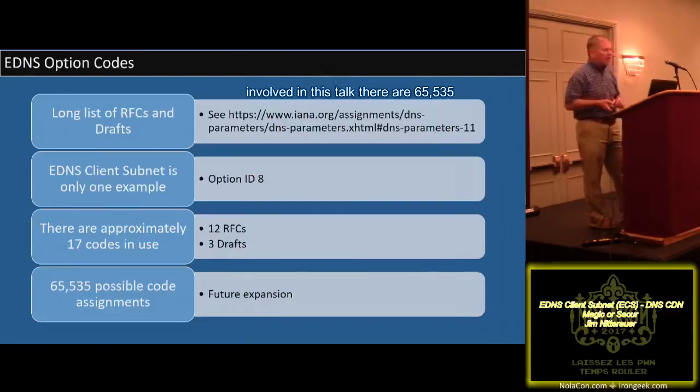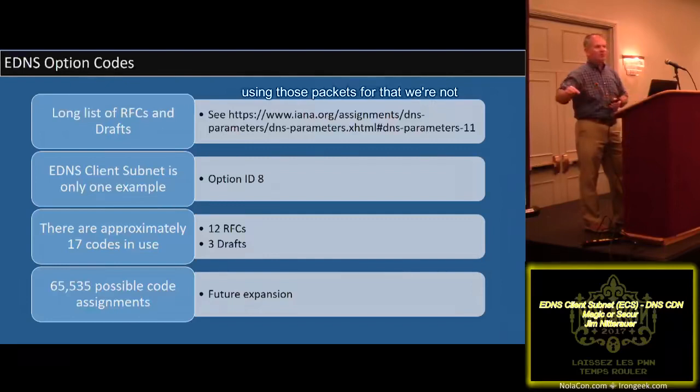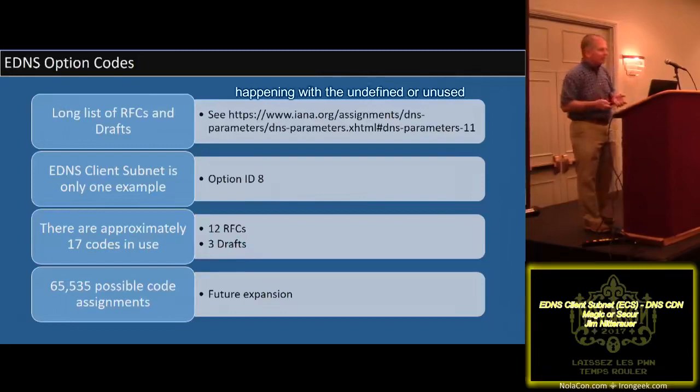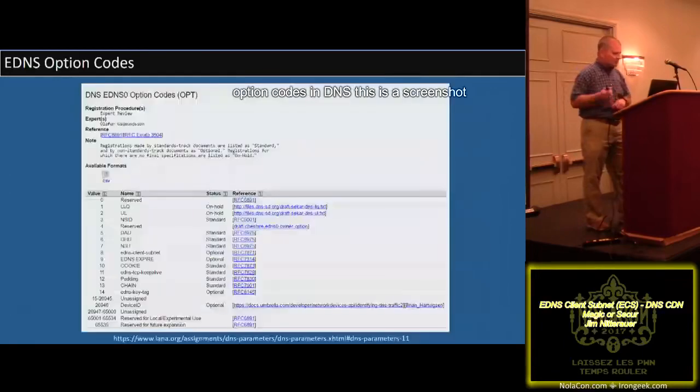Okay, so this is why I got involved in this talk. There are 65,535 different option codes defined within the EDNS0 options. So that gives you the option to have 65,000 different types of data that can be transferred inside a DNS packet, either in or out of a network. What we don't know is what people are using those packets for that we're not monitoring or knowing about, right? That space exists, DNS servers will forward that data, they will receive that data. So we don't really know what's happening with the undefined or unused option codes in DNS.